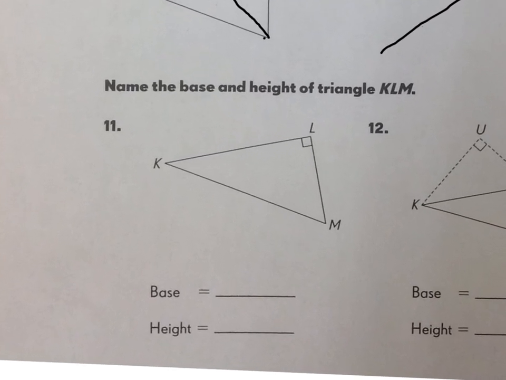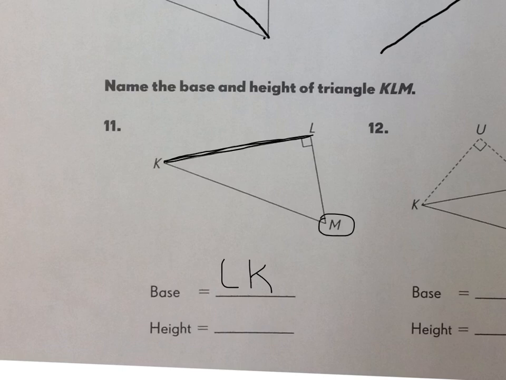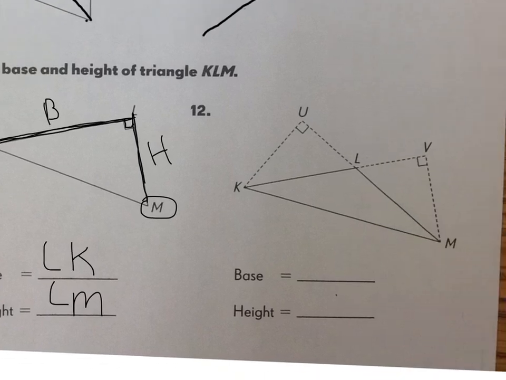Okay, 11. There could be a couple different right answers for this one. I'm going to go with LK as my base, and then the opposite would be M. Can I draw a perpendicular line? I sure can. They showed me it's a right angle, so LM is my height. Base, height. Okay? Let's go over to 12.